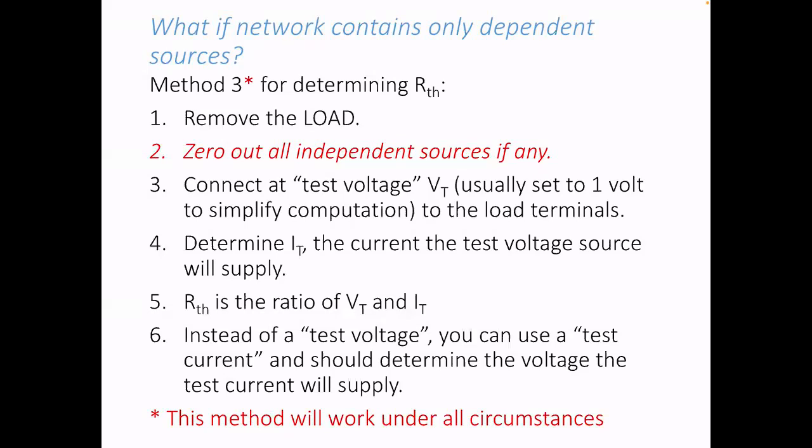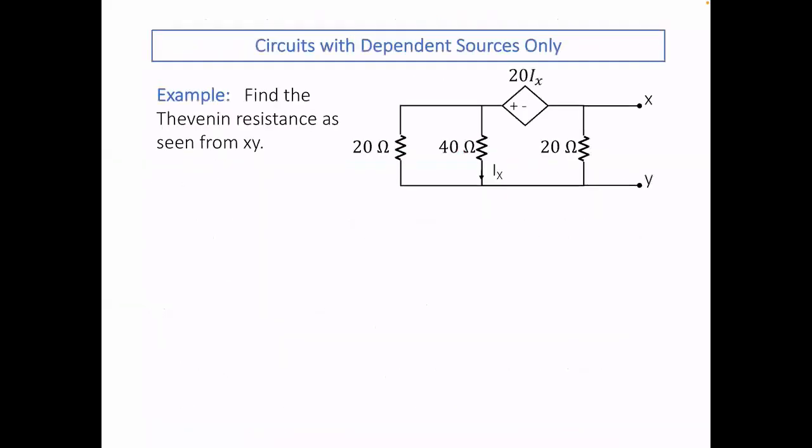Okay, so how do we compute for the Thevenin resistance? What we do is, according to the procedure, we connect a test voltage, V of t. We determine the current that will flow, and the Thevenin resistance is the ratio of the voltage and the current. Instead of a test voltage, you can use a test current. So the best way for me to illustrate this is by means of an example. So this is my example.